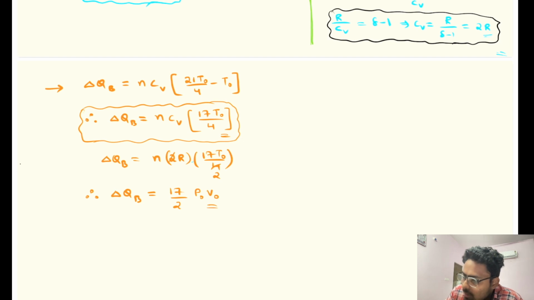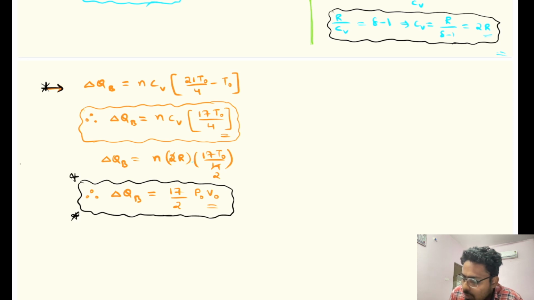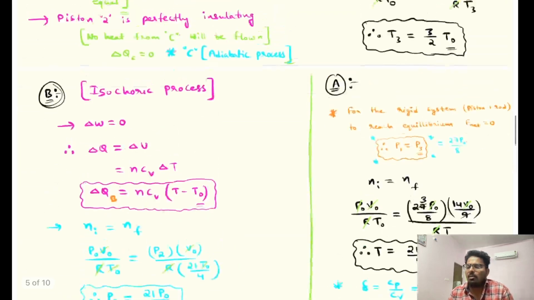So this is the final heat. This is the heat that is absorbed by compartment B. So I hope it is clear for everyone. But still our task is not done.